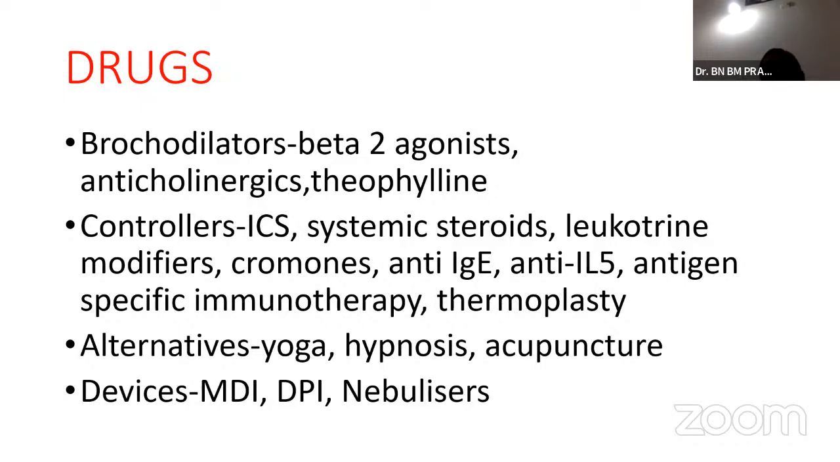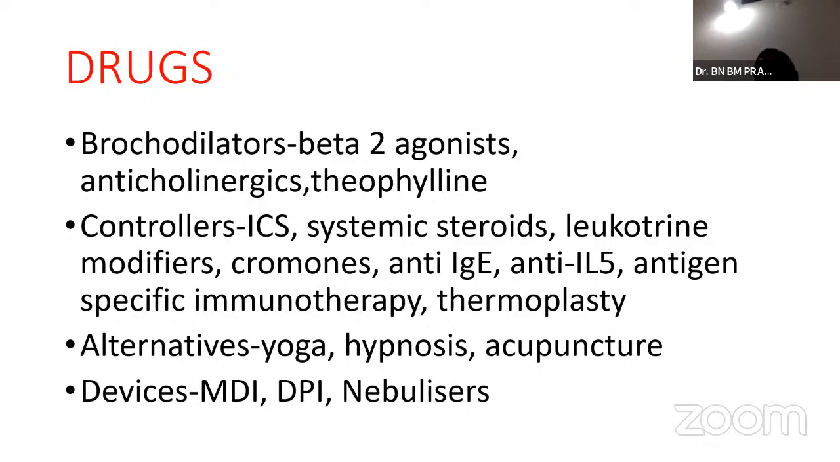And we have various groups of drugs like bronchodilators, which are beta-2 agonists. We have anticholinergics, and we have theophylline. Then we have controller drugs, which actually control inflammation. We have the inhaled corticosteroids, systemic steroids, leukotriene modifiers like montelukast, zafirlukast, etc. Then sodium cromoglycate, which is specially used in the case of children. Then, as I told you, anti-IgE therapy, anti-IL-5, anti-IL-13 therapy in cases who have chronic persistent severe asthma. In such cases, we can use them.